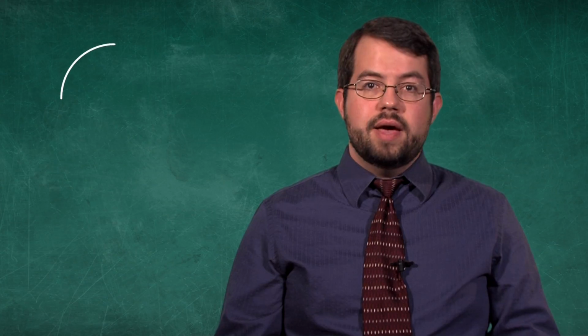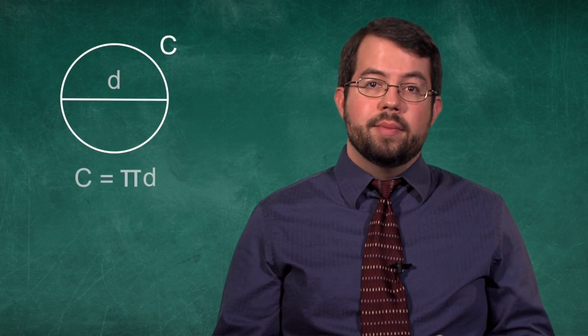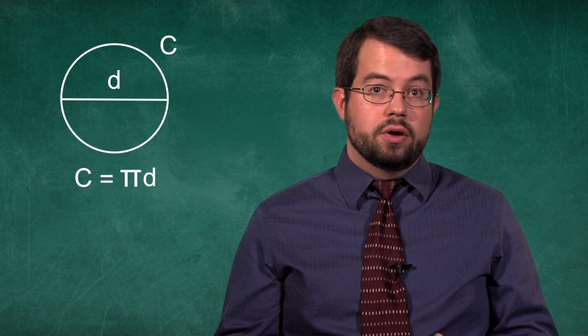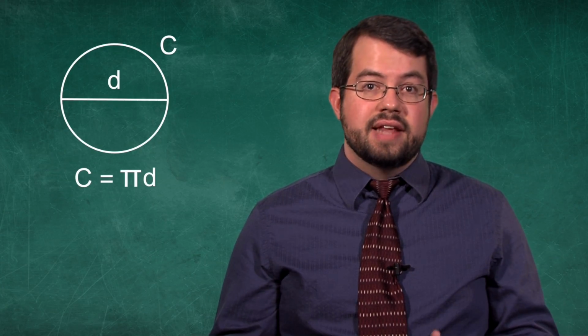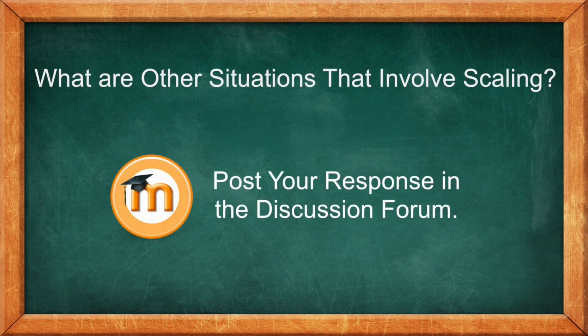Now, the problems I just described involved multiplying by whole numbers or fractions. But we do scale by other kinds of numbers too. For example, to find the circumference of a circle, we multiply its diameter by pi. Both the diameter and the circumference are lengths, so this is again a statement about ratios. The ratio of the circumference to the diameter is the same as the ratio of pi to 1. Try to think of some other situations that involve scaling. Post 2 or 3 of them in the online discussion forum.